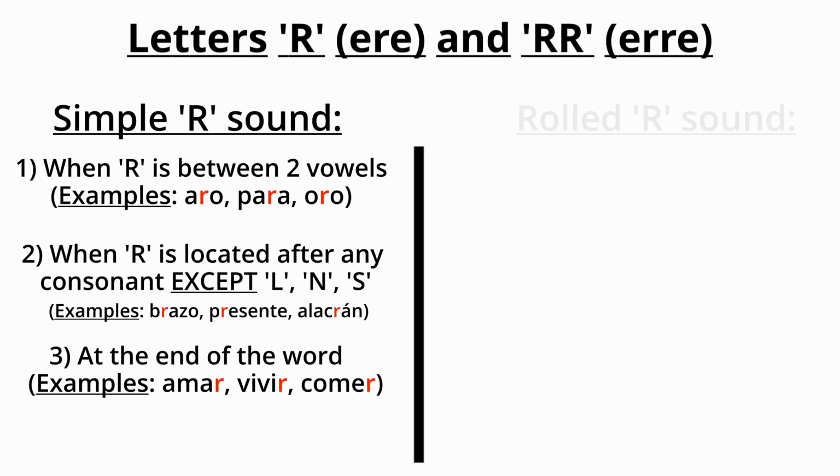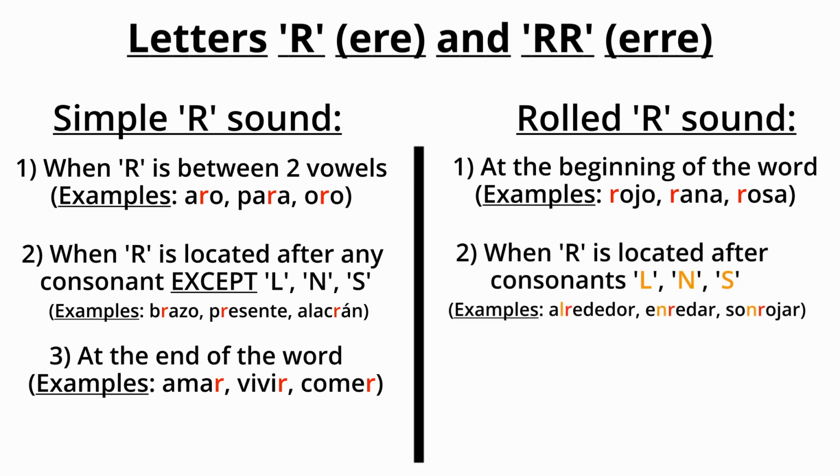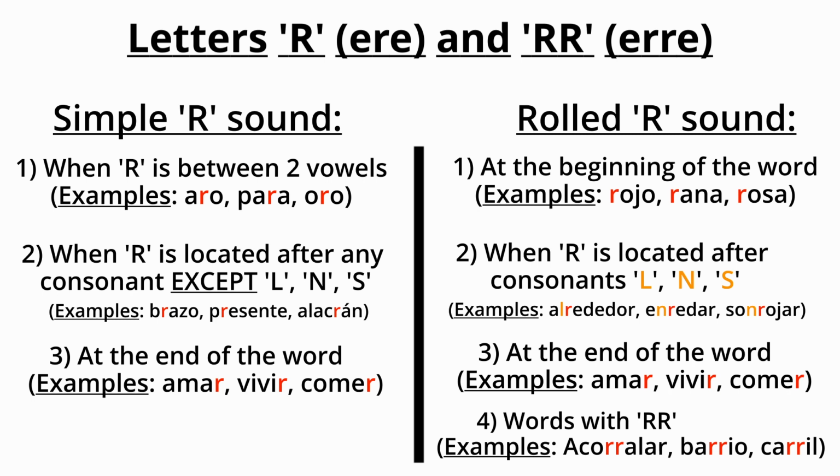Now let's compare it to the rolled R sound. It is used at the beginning of the word, for example, rojo, rana, rosa. It's also used when it comes after consonants L, N, or S. For example, alrededor, enredar, sonrojar. It's used when it's at the end of the word, for example, amar, vivir, comer. And of course, it's used in the words with two letter R. For example, acorralar, barrio, carril, irreal, jarro.